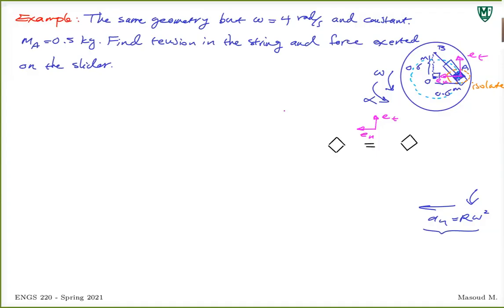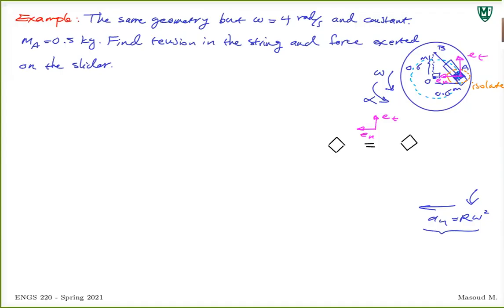So don't get confused with this rotation, right? The rotation, we rotated this slot and the object, but the motion is still a circular motion. So ET and EN are still the same. Then the question would be, what changed then?